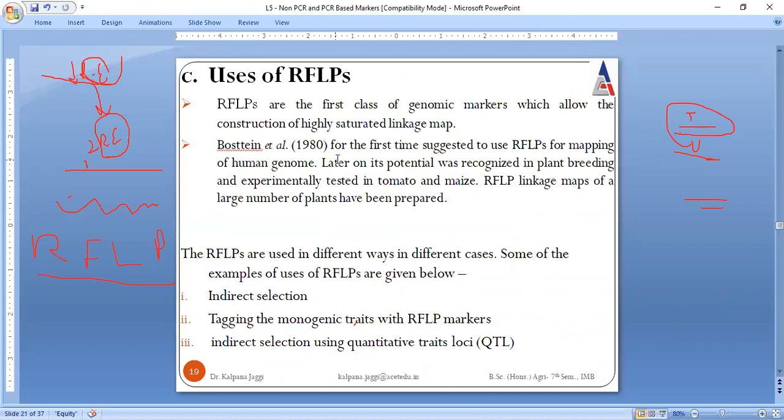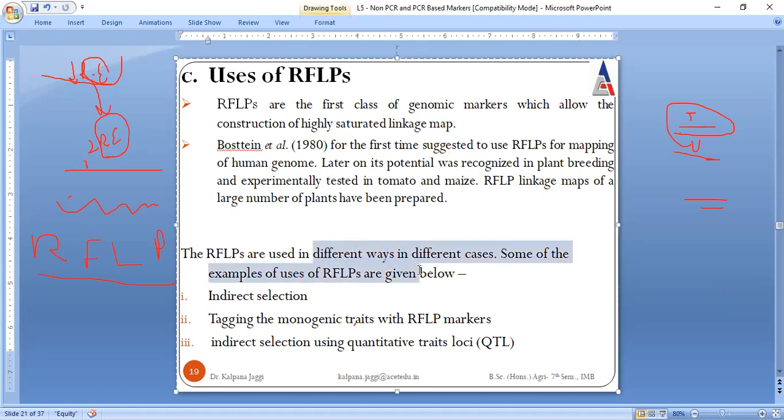Then uses. These are the first class of genomic markers that allow the construction of a highly saturated linkage map, and there are 3 important ways by which it can be used. That means indirect selection, tagging the monogenic trait, and indirect selection. We need not go into these uses in detail, but we must know these 3 are the main uses of RFLP.